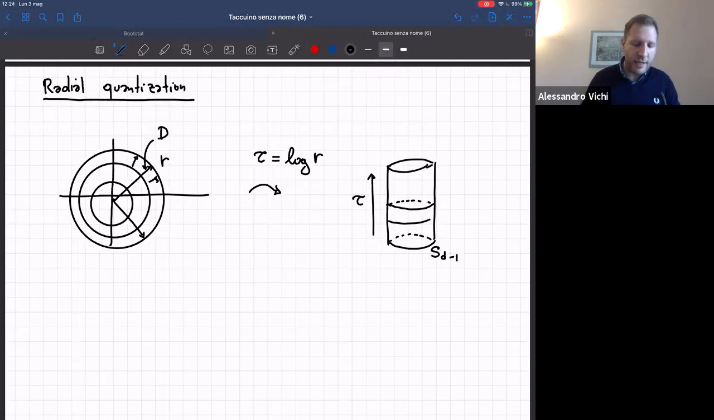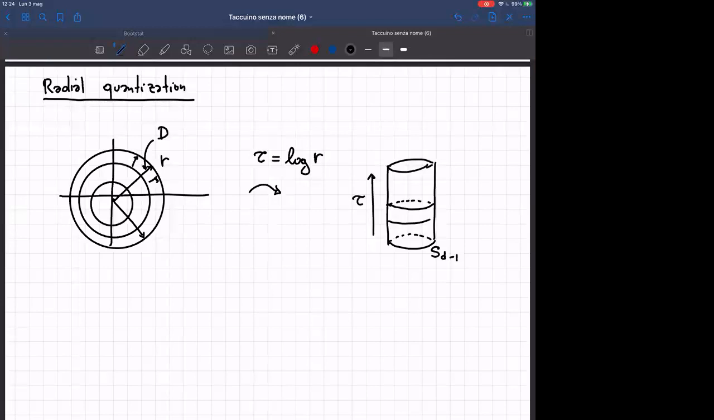So we can say, in a sense, that conformal field theory, Euclidean conformal field theory, behaves as an ordinary Euclidean quantum field theory defined on a cylinder, which is R times a sphere of dimension d-1.